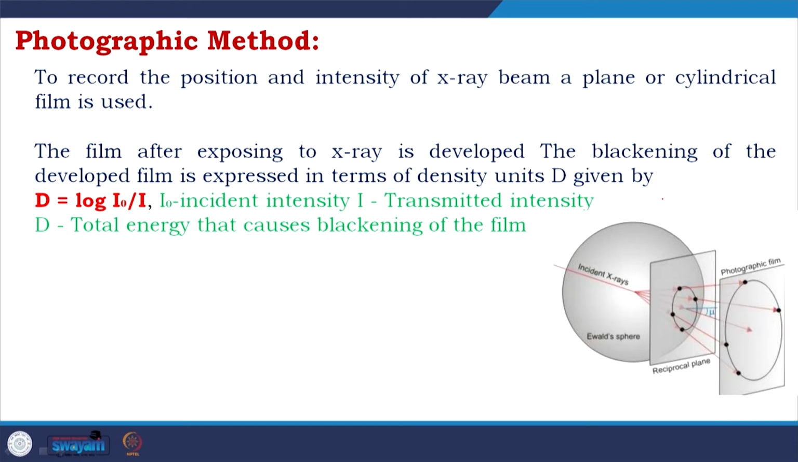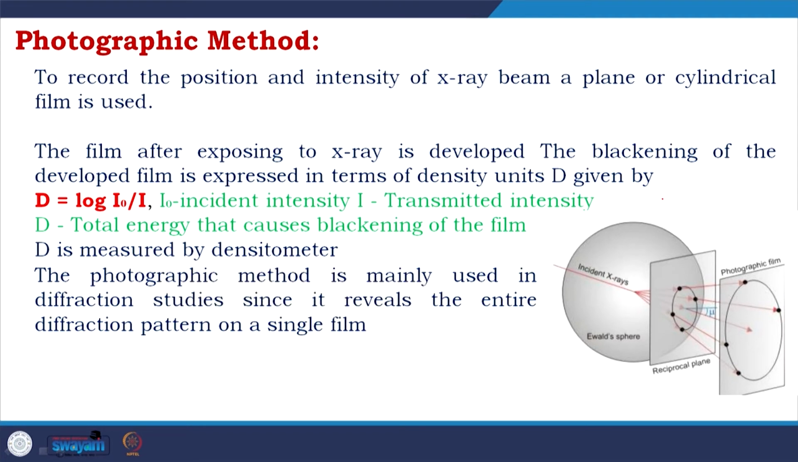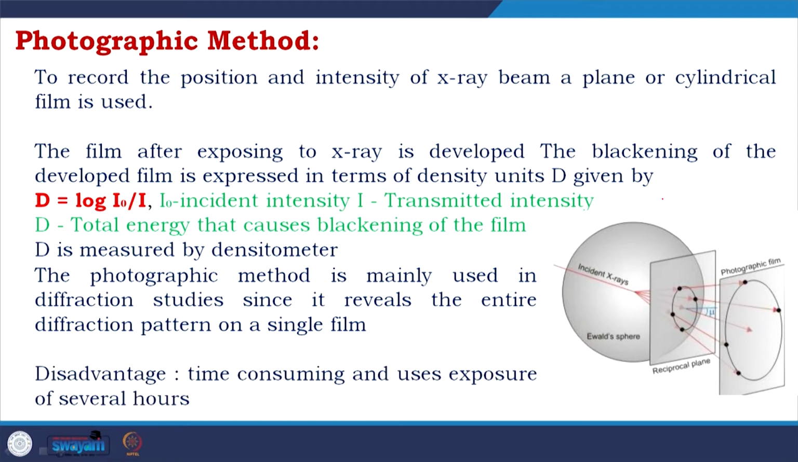the film. So, it is basically like the X-ray films you now see when they are used for patients to check the condition of bone or something in the hospital. D is measured by a densitometer. The photographic method is mainly used in diffraction studies since it reveals the entire diffraction pattern on a single film. As you could understand, it is time consuming and uses exposure of several hours. Now we have changed the spectrum. Now we have devices which do these things with much speed and accuracy.